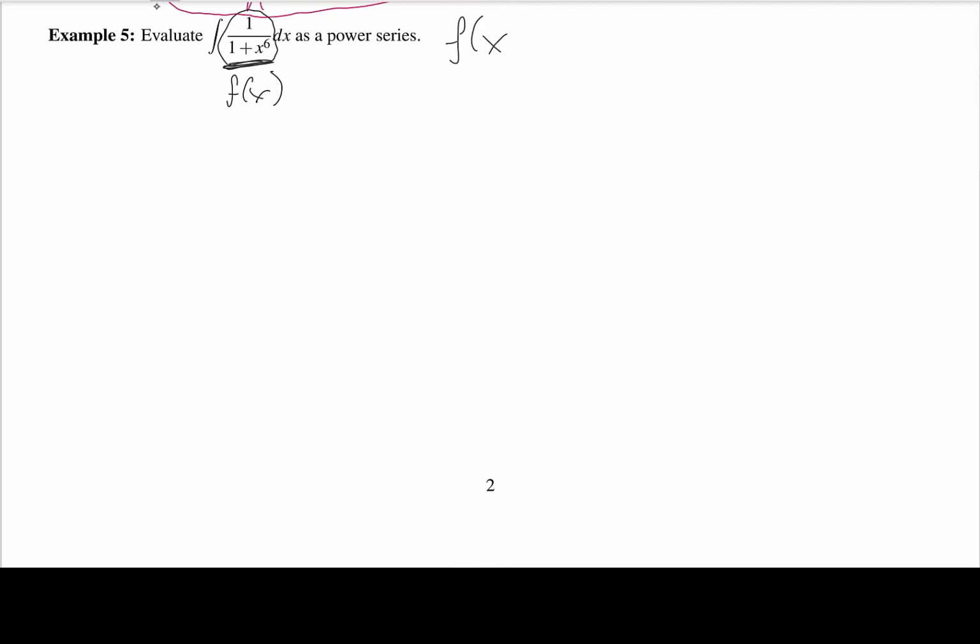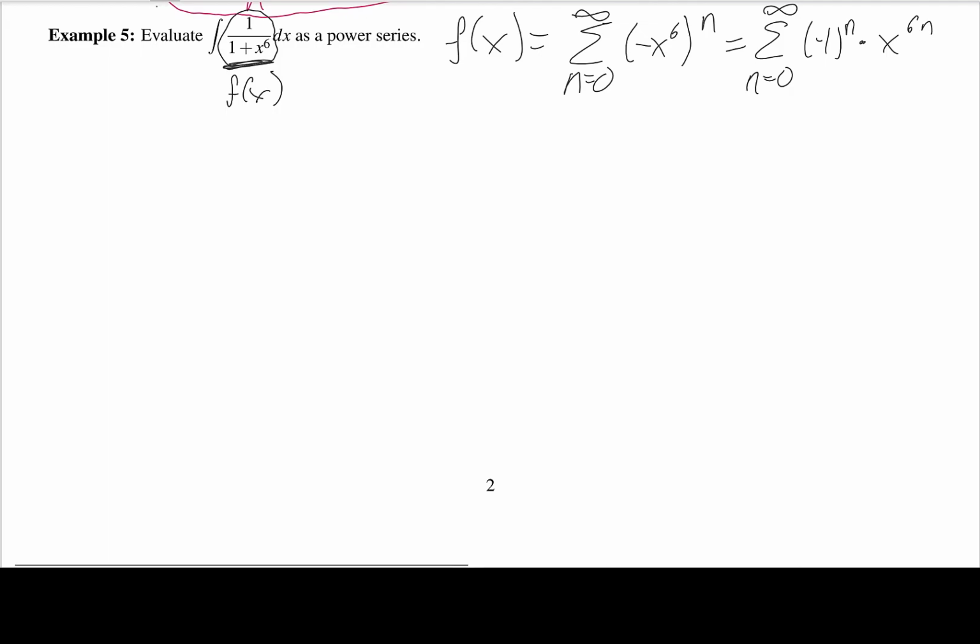So I can say that f of x is equal to, well, here my a value would be 1, my r value would be negative x to the 6th. So I can call this the sum from n equals 0 to infinity of negative x to the 6th to the n, which would be the same thing as just writing this as the sum from n equals 0 to infinity of negative 1 to the n times x to the 6n.